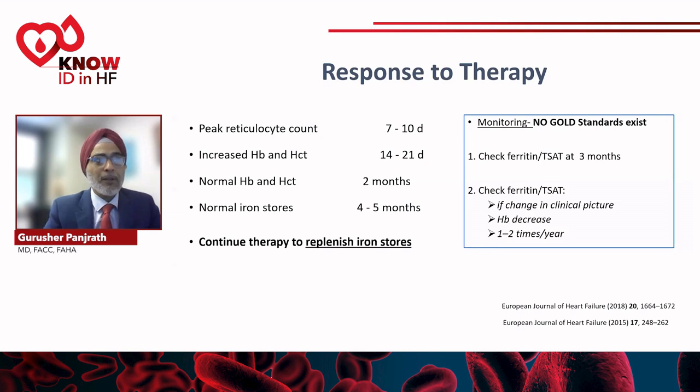While there are no gold standard criteria which exist, you can look at ferritin and transferrin saturation at 3 months, as well as moving forward if there's a change in clinical status based on symptoms, or if there's anemia setting in. Otherwise, 1 to 2 times per year is standardized practice.